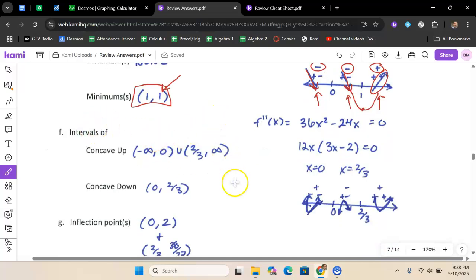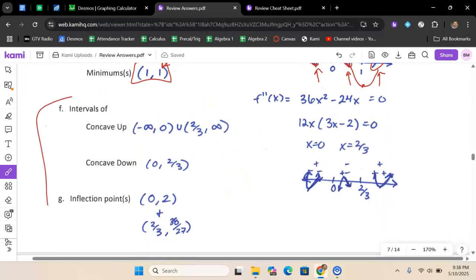And then intervals of concavity and inflection points, you do the exact same process with the second derivative. So I take the second derivative, factor it, set those equal to 0, put those on a number line. This time, positive numbers mean concave up, negative numbers mean concave down.